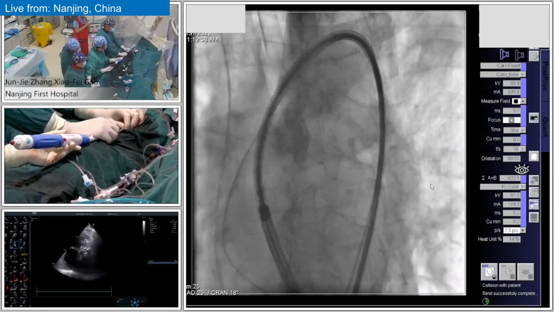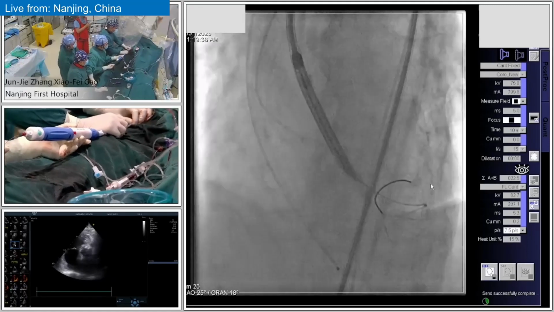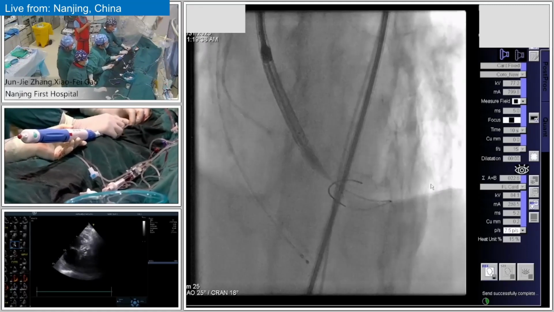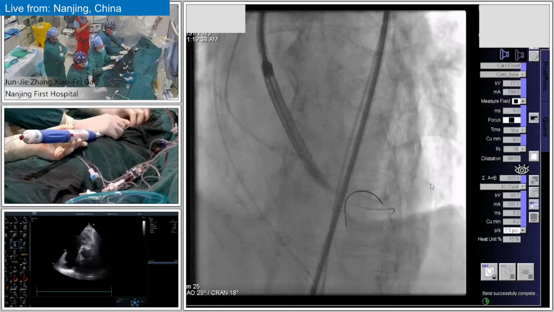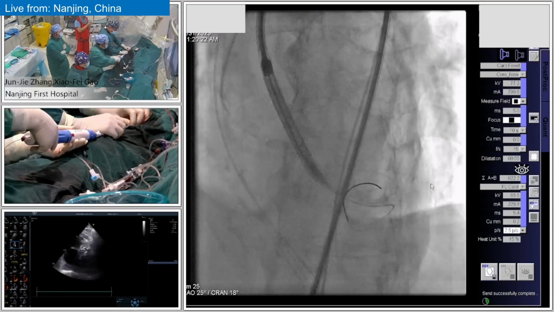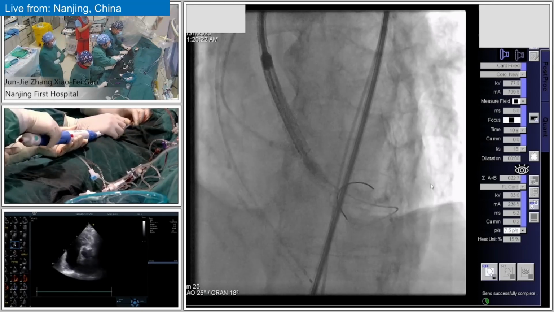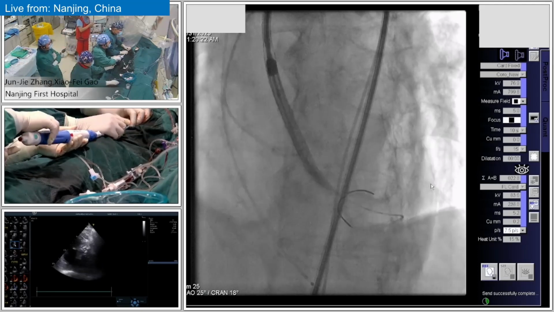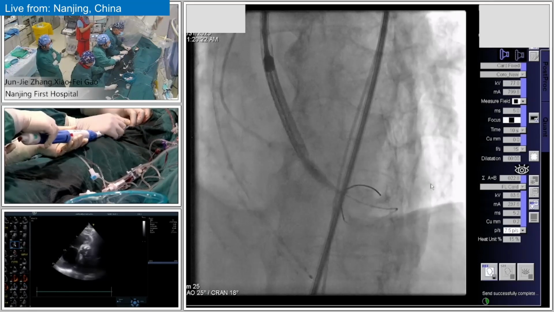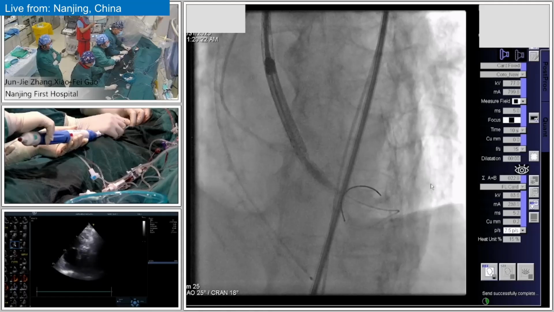Okay, good. Okay, release, deploy the valve. During valve deployment, I will do the pacemaker pacing. Okay, 120.